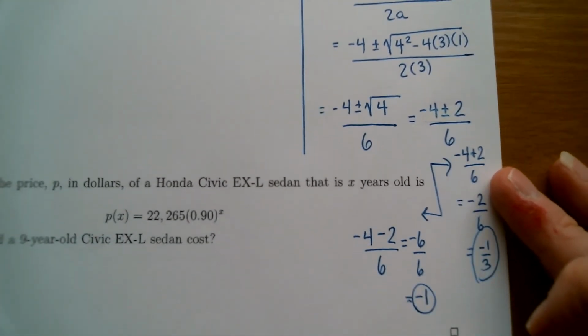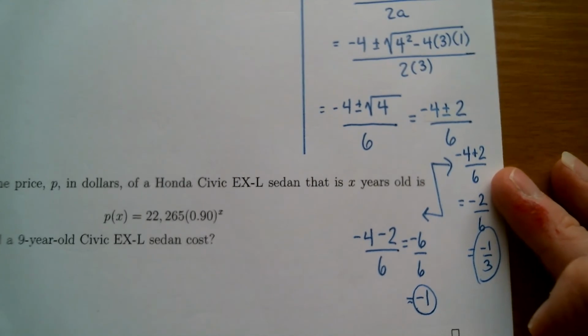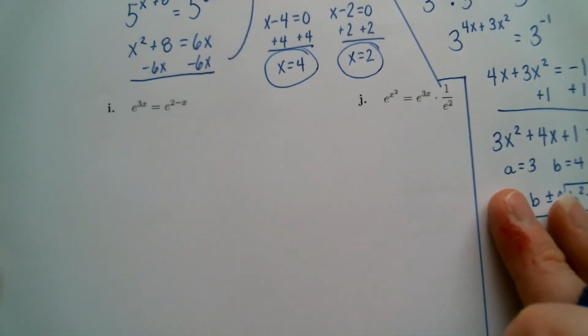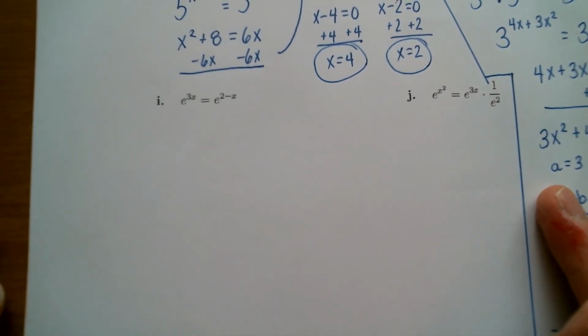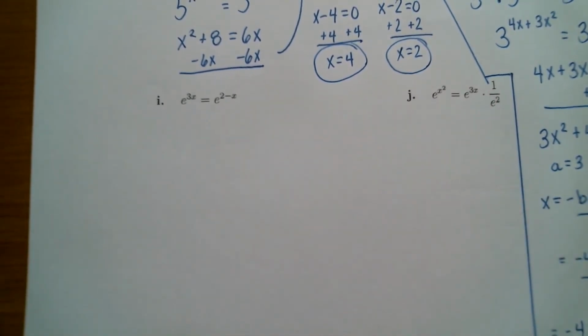All right, so now let's try to do example I. Example I involves the number e. Do not let this be intimidating for you. e is just a number. It's just some long decimal expansion, so we just write it down as the letter e.